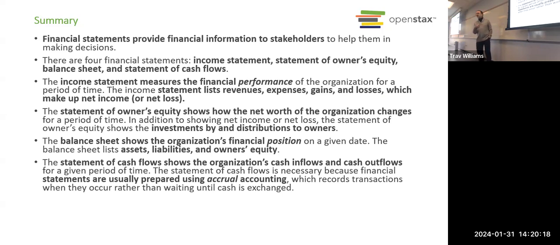The income statement tells us how profitable the company was or wasn't, right? It includes revenues, expenses, gains, and losses, which result in either a net income, meaning we were profitable, or a net loss, meaning we lost money. We are familiar with the statement of owner's equity, which shows how much the owners have contributed to the company and how much they've taken out.